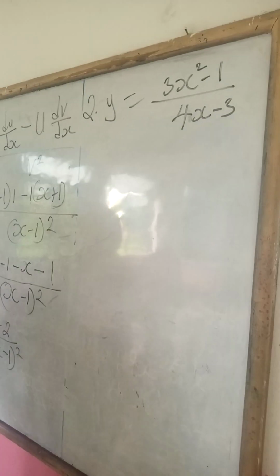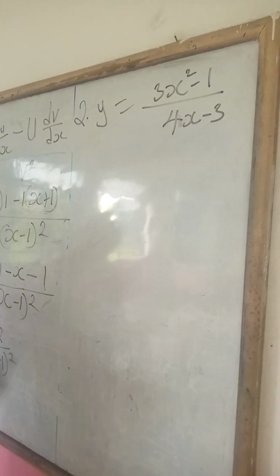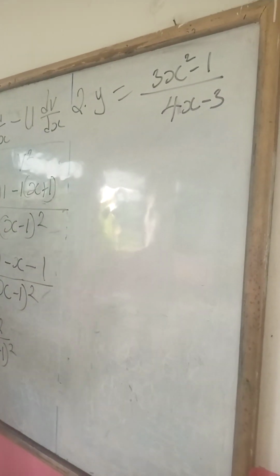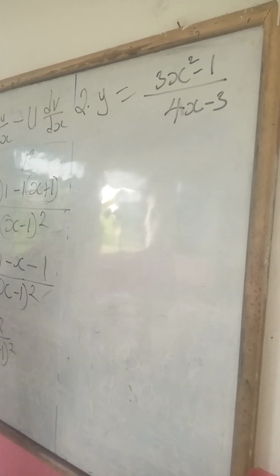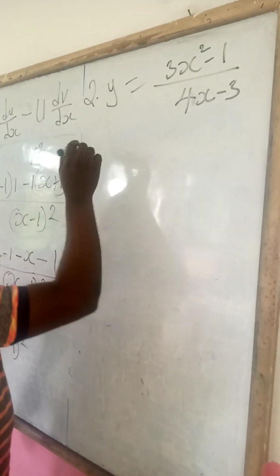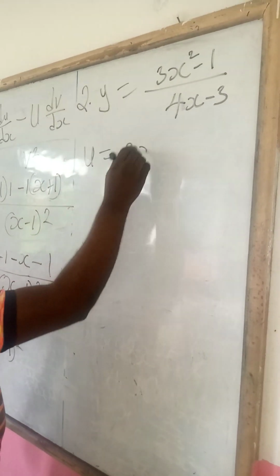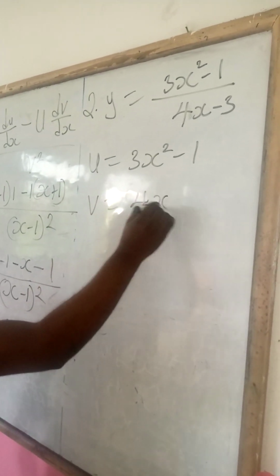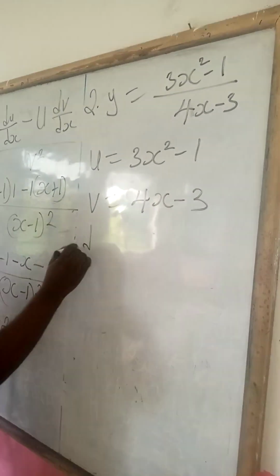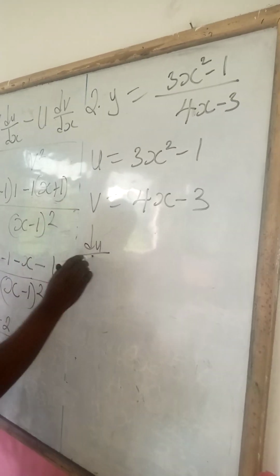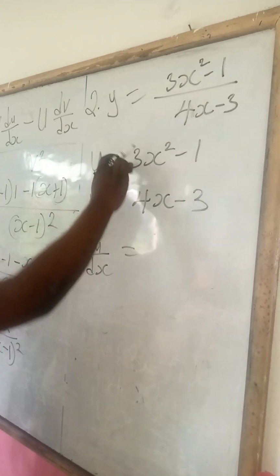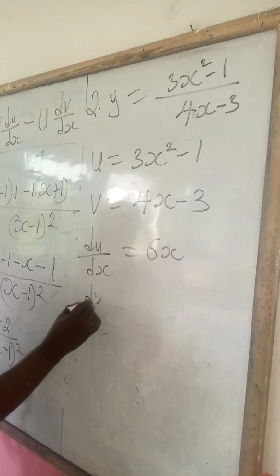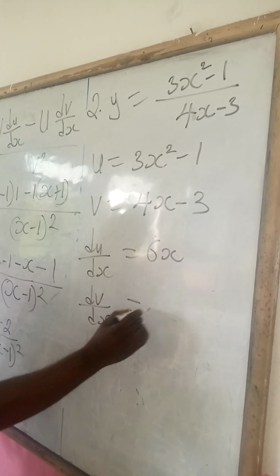When you are given something like this, how do you solve it? Take note. We have division. Division is telling you to apply the quotient rule. So how can we solve this? The first one will be our u. Our u is 3x squared minus 1, while the v is 4x minus 3. So our du/dx, let's differentiate it. 2 times 3 is 6, and 2 minus 1 is 1, so x remains. My dv/dx here will be 4.